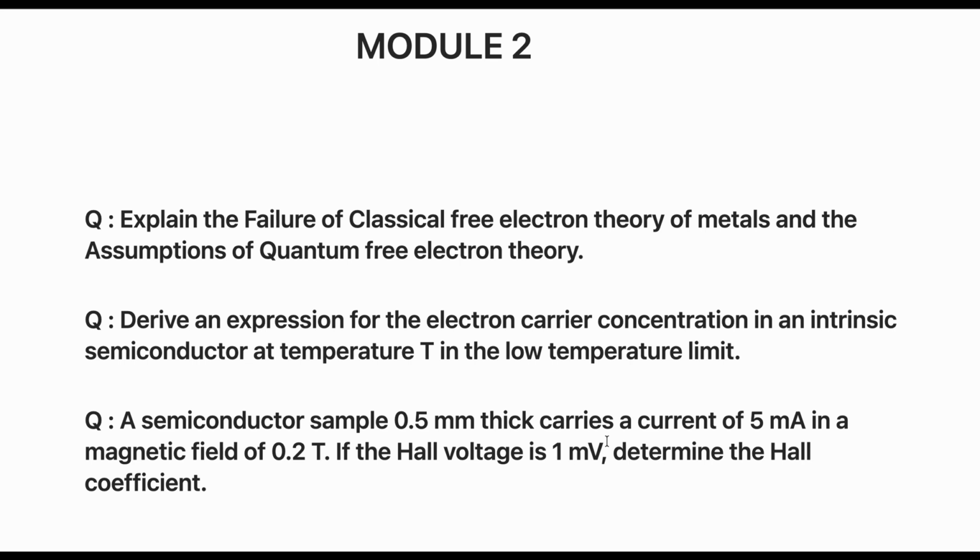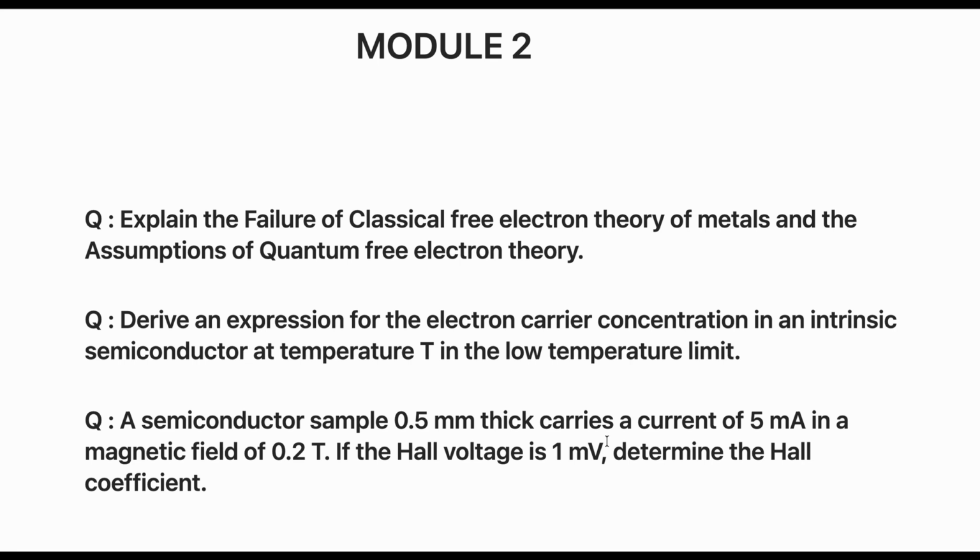And what are the assumptions of quantum free electron theory? The first is that electrons obey quantum mechanics, the second is that they follow Fermi-Dirac statistics, the third is that energy levels are quantized, and the last is that Pauli's exclusion principle applies. These are the conditions which the quantum free electron theory assumptions follow. You have to write it clearly and explain it in a better way to get full marks.